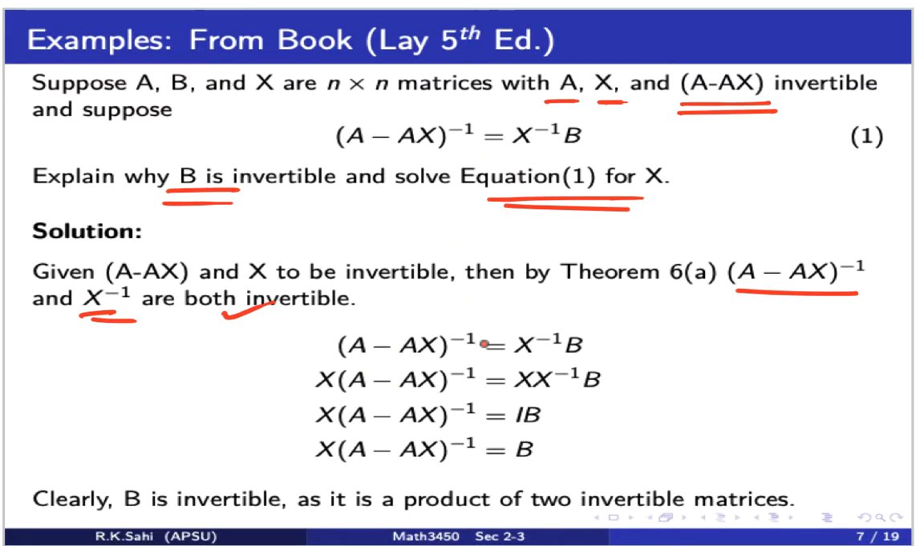Okay, let's look at this equation 1 given to us. (A minus AX) inverse equals X inverse B. Now remember, we want to say why B is invertible. So what we'll try to do is get B on one side and see what happens on the other side of the equal sign.